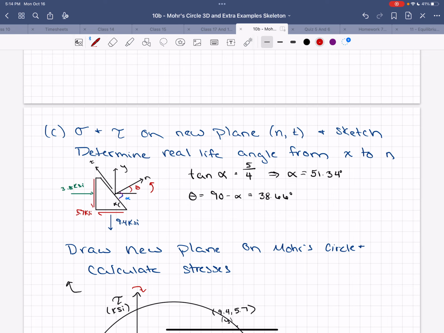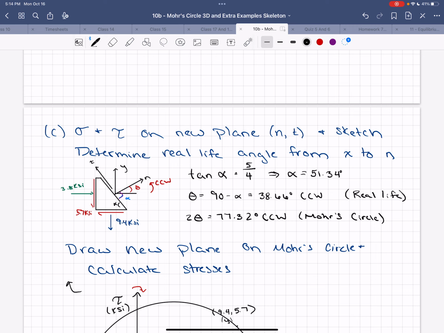It's going to go counterclockwise. Okay, so we got that. So we're going to go 38.66 degrees counterclockwise. But that's in real life. What are we going to do on Mohr circle? I'm going to do twice that. So 2 theta then is going to be 77.32 degrees counterclockwise. And that's on Mohr circle. Because we don't know what those stresses are unless we use our Mohr circle.